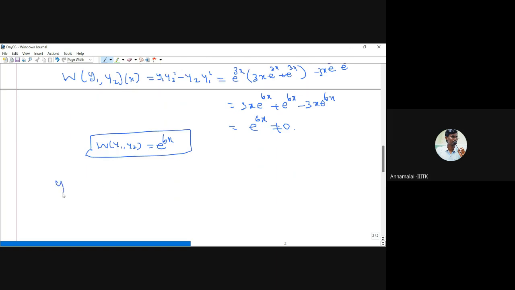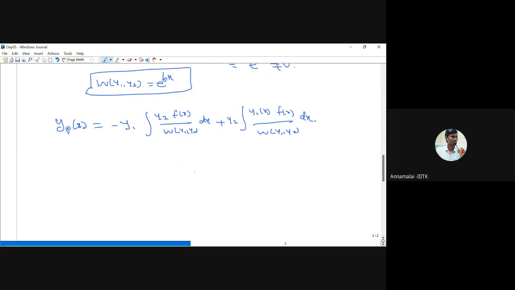Therefore, what is the particular integral? Yp of x, the particular integral, is minus y1 of x into the integral of y2 into f of x, but f of x is 1 by x. You can write the formula again: divided by the Wronskian of y1, y2, into dx, plus y2 times the integral of y1 of x into f of x by the Wronskian of y1, y2, into dx. Now substitute the y1, y2 and Wronskian values. What is y1? It is e power 3x, therefore minus e power 3x is the y1 of x in front of the integral. What is y2?